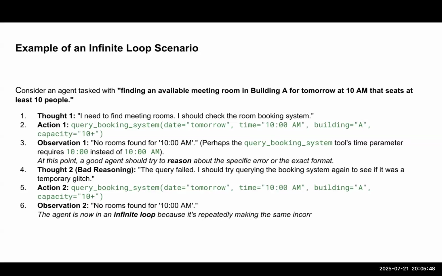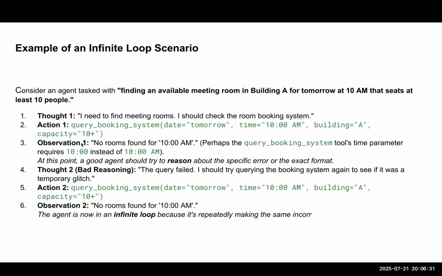If somebody wonders what the loop means, at the end of the day in a real company, you'll be using tools somebody wrote or developed, and then you are writing an agent. In this example, the question is finding an available meeting room in building A for tomorrow at 10 a.m. that seats at least 10 people. Then your agent application says, I need to find meeting rooms. I should check the room booking system. Then it takes an action through the tool, calling some query booking system, and passing the time 10 a.m. But imagine that there was actually a room at 10 a.m.